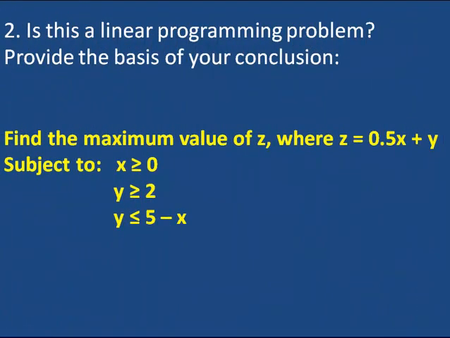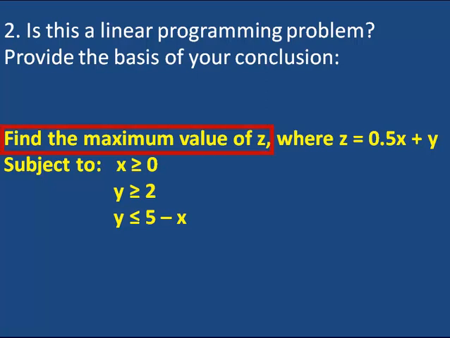Okay, exercise 2. Is this a linear programming problem? Provide the basis of your conclusion. Find the maximum value of z where z equals 0.5x plus y, subject to x greater than or equal to 0, y greater than or equal to 2, and y less than or equal to 5 minus x.